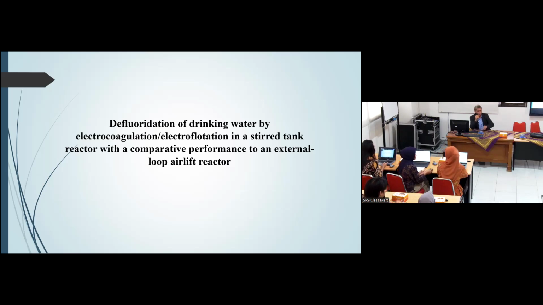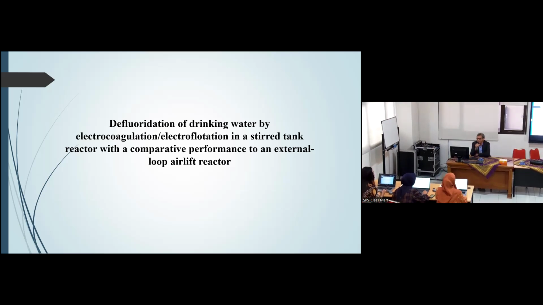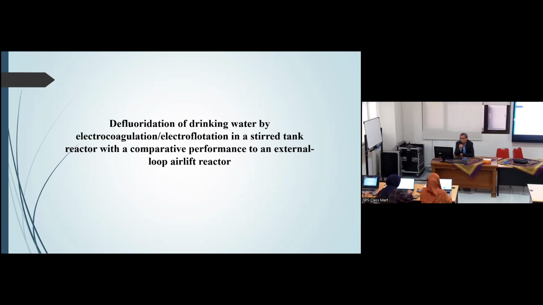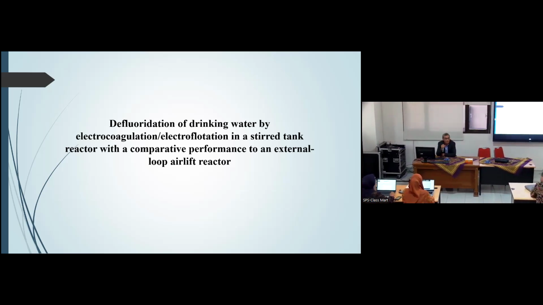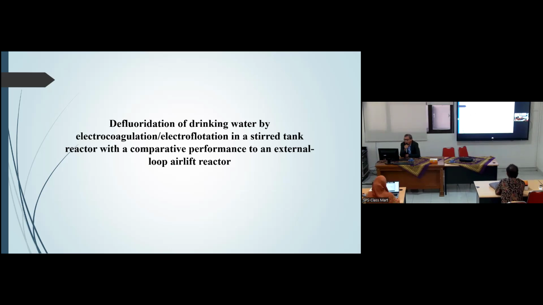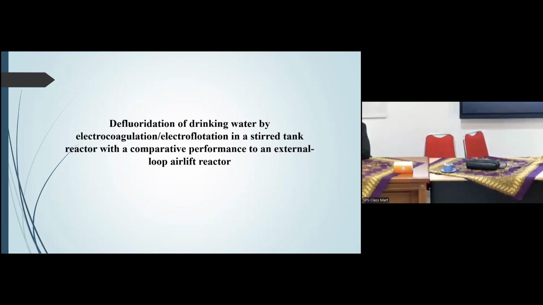Okay. So the second pollutant is fluoride: defluoridation of drinking water. Now we treat drinking water instead of wastewater, in a stirred reactor and in an external loop reactor. We can compare the two reactors.